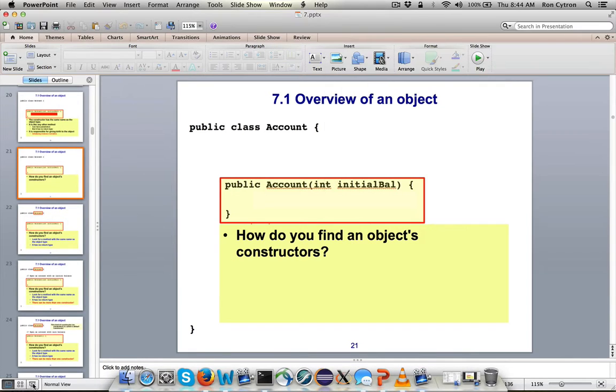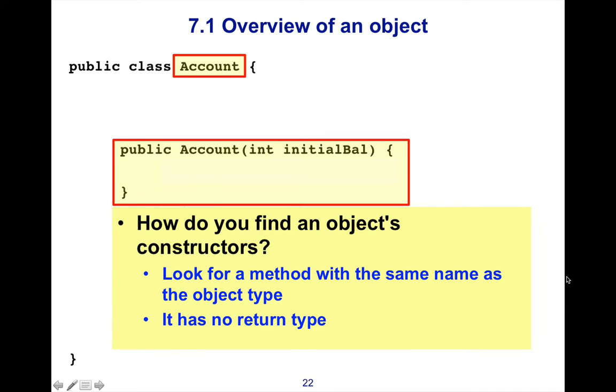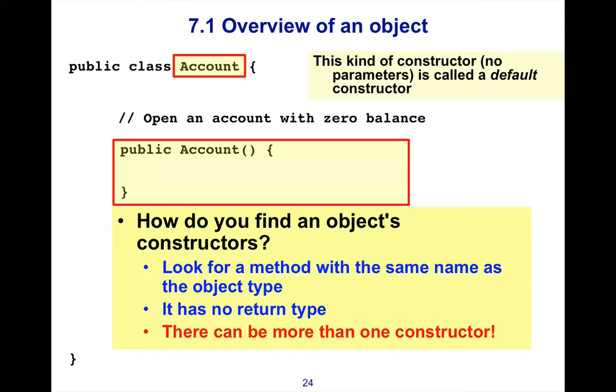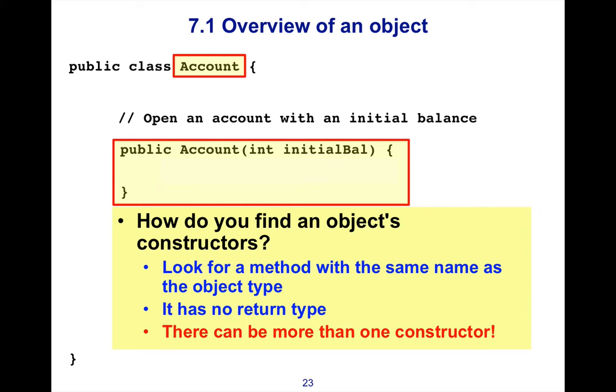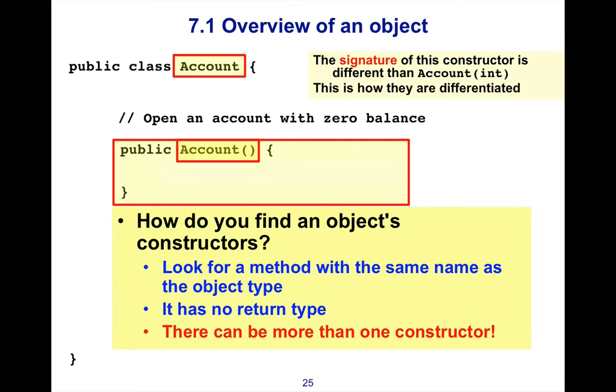So how would you find an object's constructors if you were shown some code? You would look for the name of the object, and then find a method with the same name, and there could be more than one. For example, maybe we want one constructor that takes in an initial balance and provides the account with that balance initially, and another one that takes no initial balance but has some default initial amount in the account, perhaps 0 or perhaps some initial deposit the bank is willing to give you.